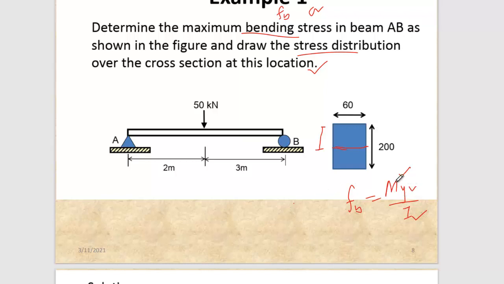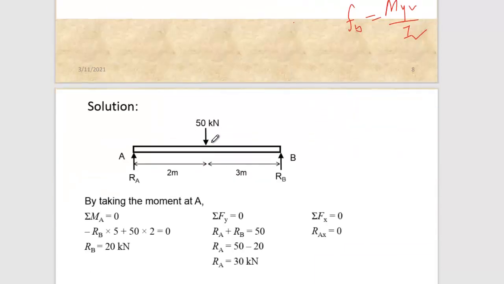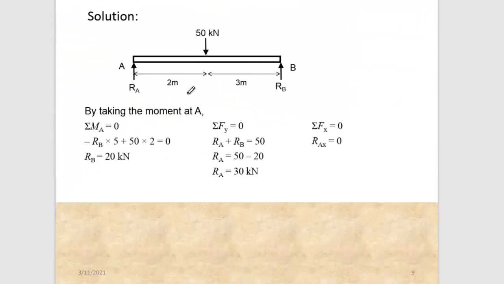And how do you calculate the M? You can draw the moment diagram, or you can take a section if you want to calculate the moment for this point. Up to you, right? So first of all, what you need to do? You have to find out the reactions. So you calculate the reactions, RB equals 20, and RA equals 30.